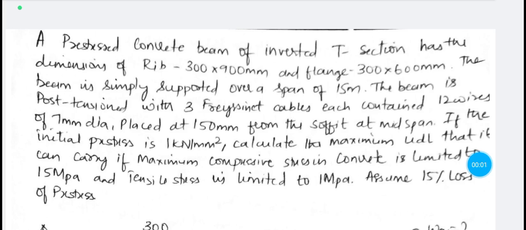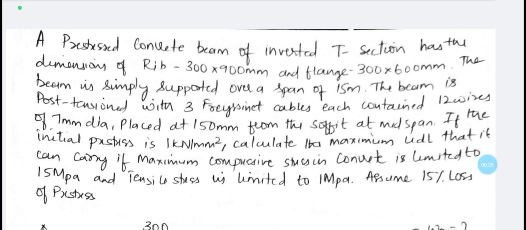A pre-stressed concrete beam of inverted T-section has the dimensions of rib 300 by 900 mm and flange 300 by 600 mm. The beam is simply supported over a span of 15 meters. The beam is post-tensioned with 3 Fresnel cables, each containing 12 wires of 7 mm diameter, placed at 150 mm from the soffit at the midspan.